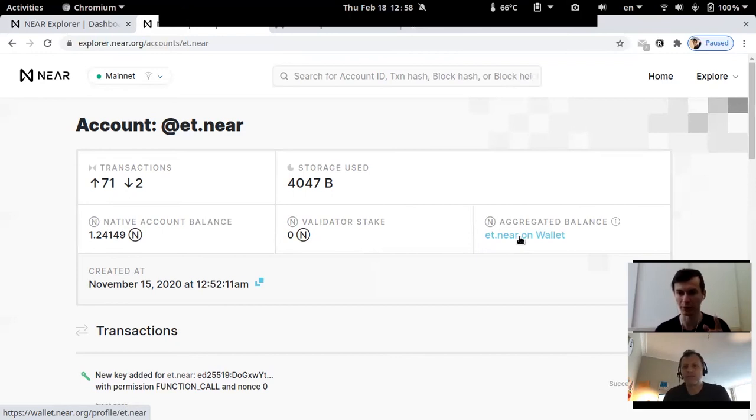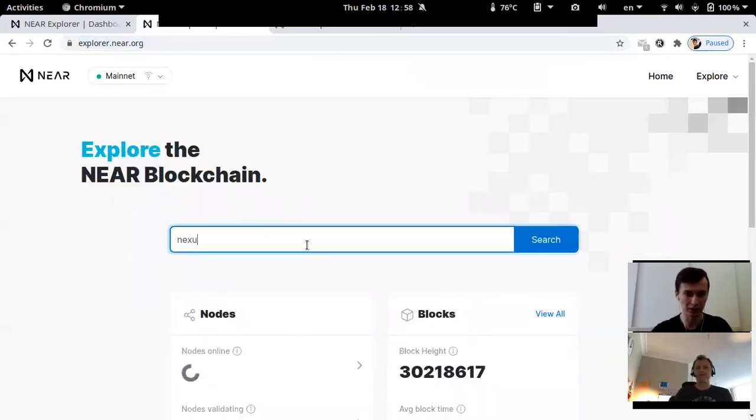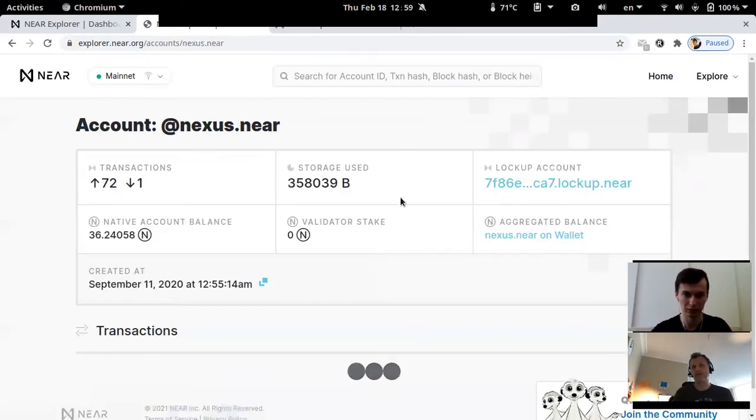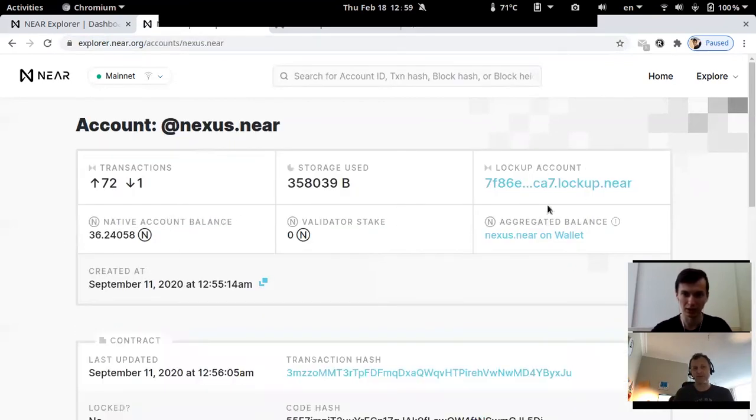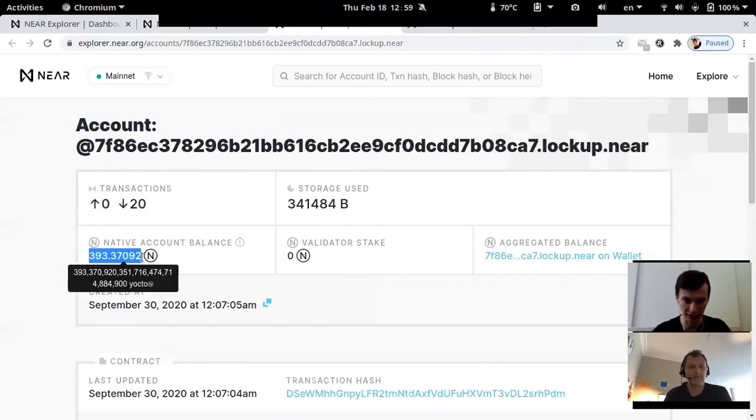For example, a lockup contract is a separate account. I see. So the aggregate is the balance that you can control from this account. That's what you're saying. Yeah. If we open another account which has a lockup account, we display the lockup here. You can navigate there and see that it has its own native account balance.